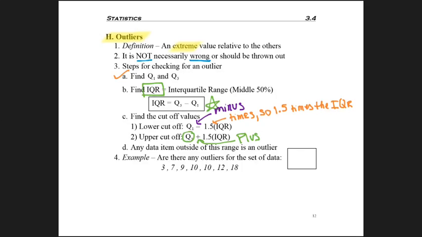So in this case, let's go ahead and look at the example. The question says, are there any outliers for this particular set of data? That's not the 5-number summary, that's a set of data. So the first thing we would need to do is find Q1. I went ahead and already did the work, and I got 7. You might want to do it on your own and check it. Then we need to find Q3, and I got 12. So I've done step 1. I found Q1 and Q3.